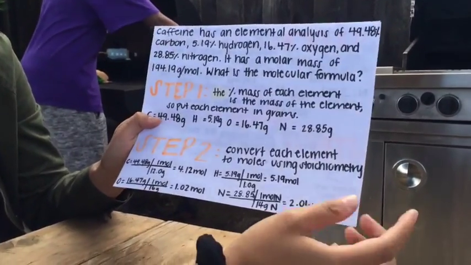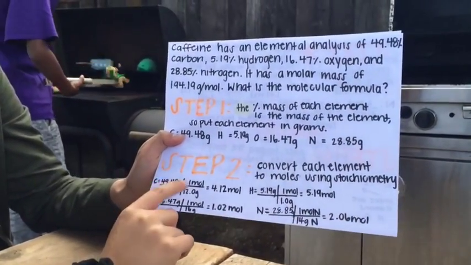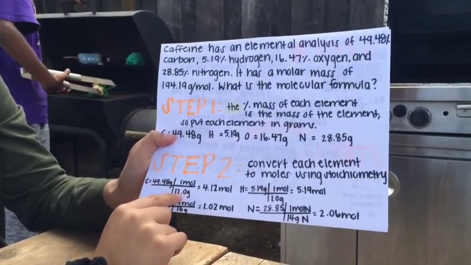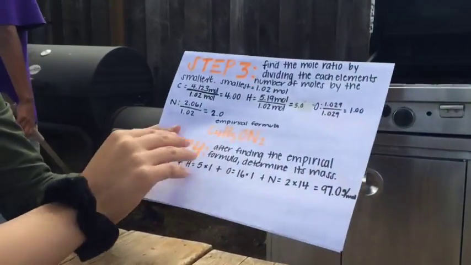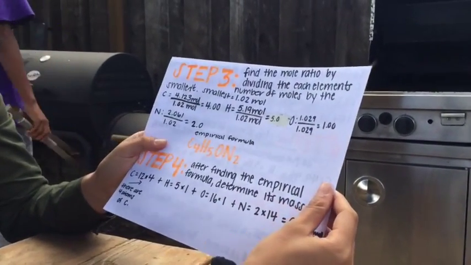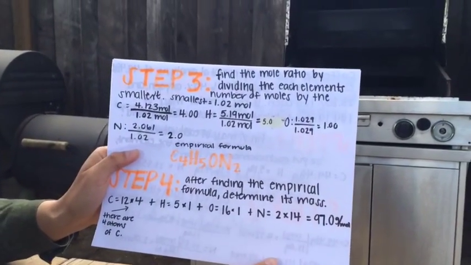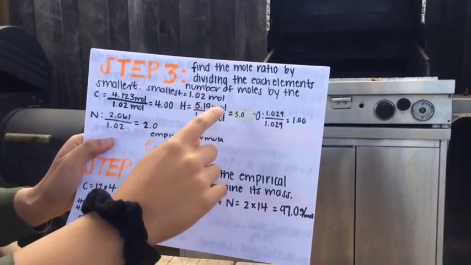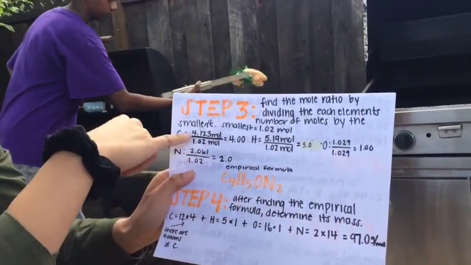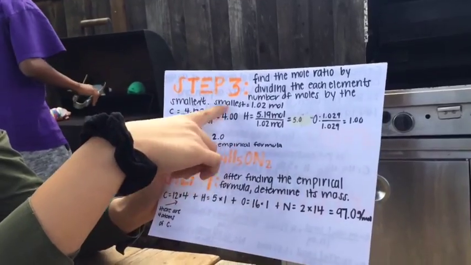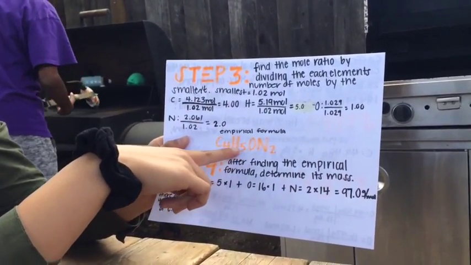In step 2, you convert each element to moles using stoichiometry. As you can see, we converted and got the molar mass and converted to moles for each element. Next, we find the mole ratio. We divide the elements by the smallest number of moles, which was 1.02 mole. We divide that by each element to get whole numbers. That whole number gave us the number of each atoms for our empirical formula.